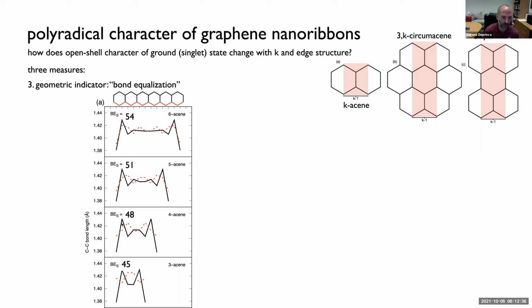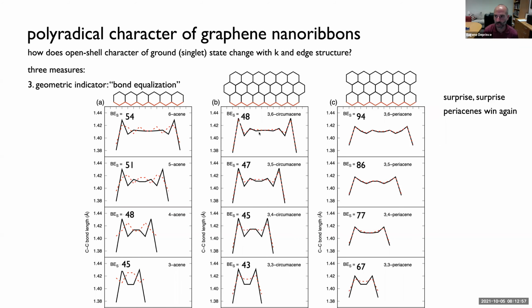And in black, I have bond lengths for the singlet state, and in red, I have the bond lengths for the triplet state. And you can see this alternation persists up for the larger molecules, but I've defined something that I call a bond equalization. It doesn't matter how it's defined, but that number increases as you go to the larger members of the series. Okay, you can see there's no alternation in the middle of the molecule.